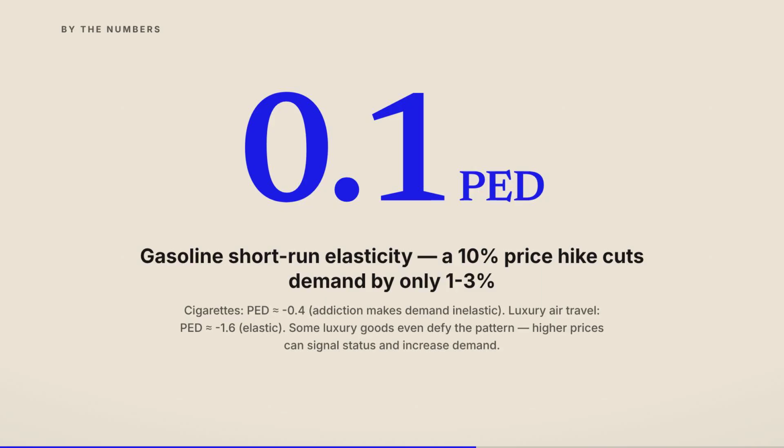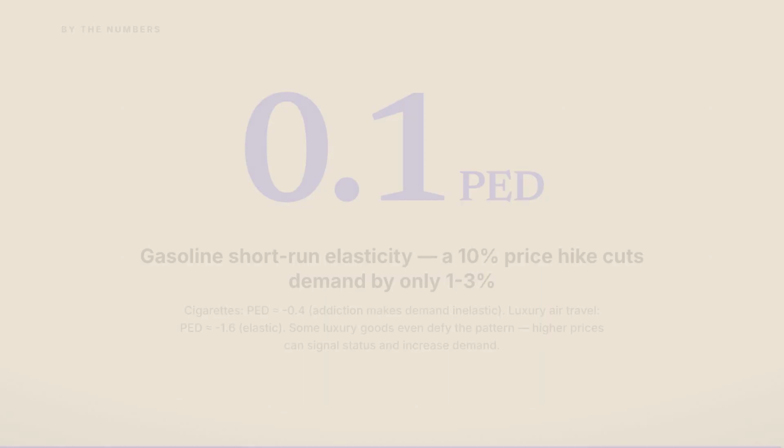On the other end, luxury goods like vacation air travel are elastic, PED around negative 1.6. A 10% price hike cuts demand by 16%. And here is the twist. Some luxury goods act as Veblen goods. For a Lady Dior handbag, higher prices can actually increase demand because the price itself signals status. Elasticity is not always straightforward.